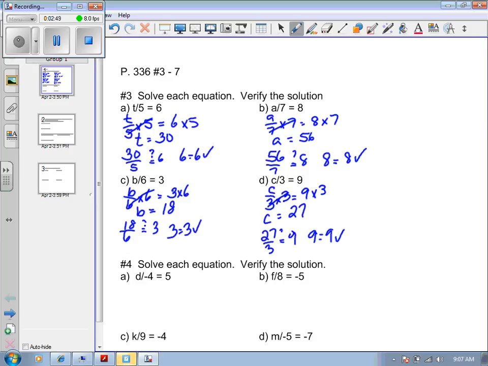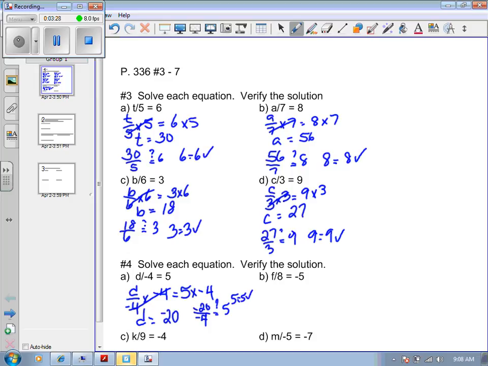Number 4, solve each equation. D divided by negative 4, what's the opposite of division? Multiply. And this is where I saw a few people making mistakes. They just put a 4 here rather than negative 4. Whatever you do to one side, you must do to the other side. So these two 4's cancel out, leaving us with D is equal to, what's 5 times negative 4? Very good, negative 20. Go back to our original. Negative 20 divided by negative 4, is that equal to 5? A negative divided by negative gives us a positive, so 5 equals 5, so that is correct.